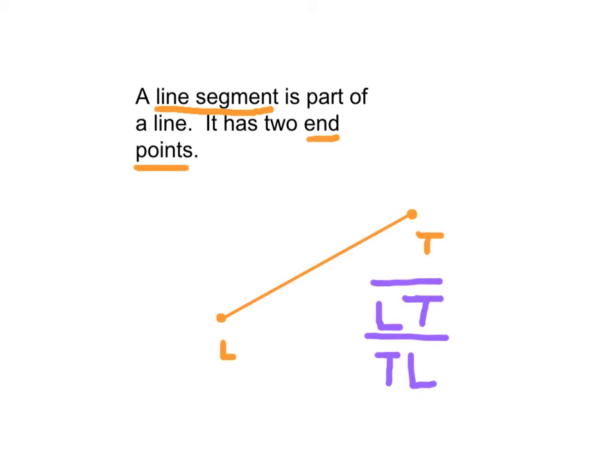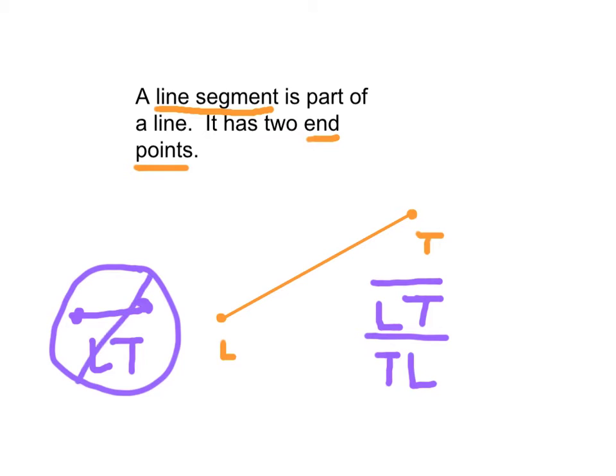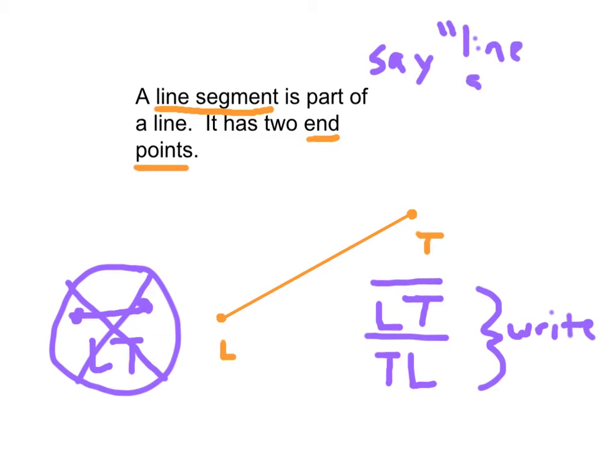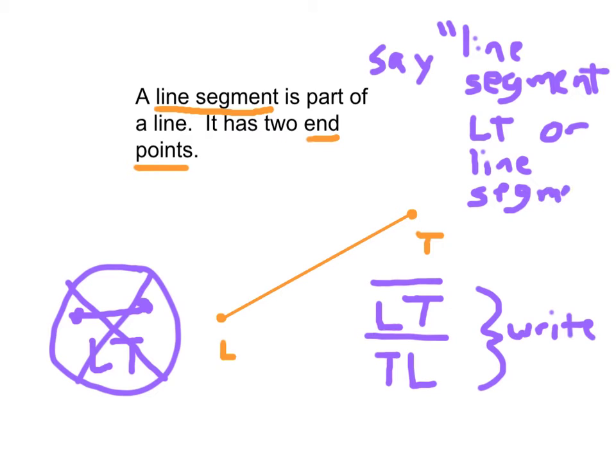You will notice that we do not do this, and some students will try to do this because they're all, well, isn't that what a line segment looks like? No. And then so this is what we write. What we say again is line segment LT, or line segment TL.